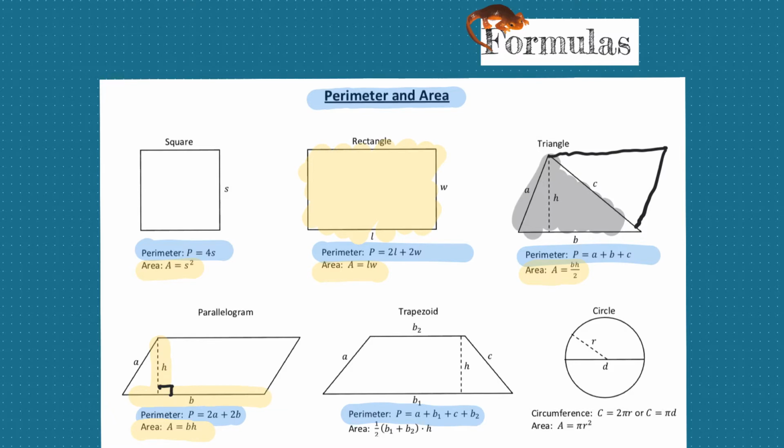A trapezoid is a little bit different. We have a big base, we have a small base. We need to average those together first and then multiply by the height. And with a circle, the circumference is going to be pi times diameter, and the area is going to be pi r squared.